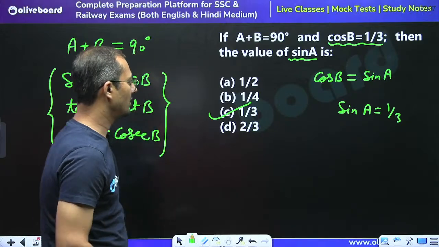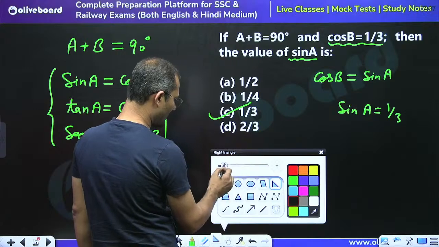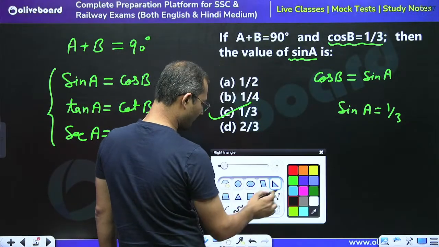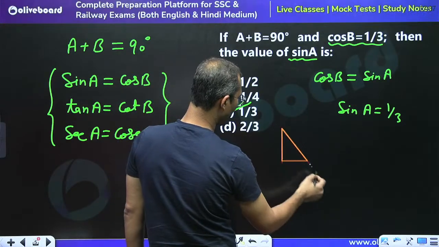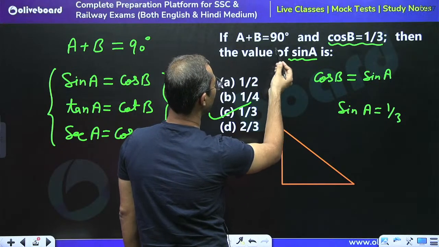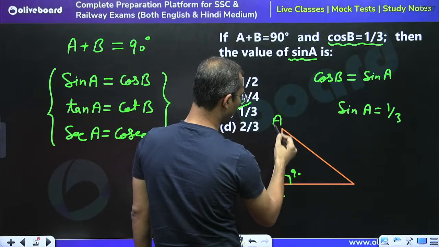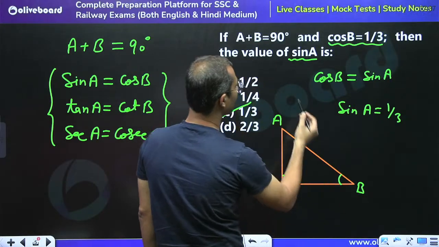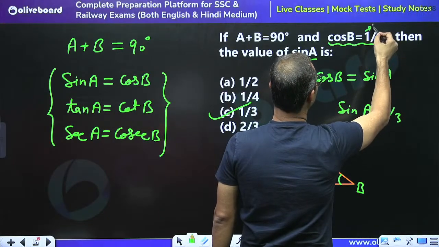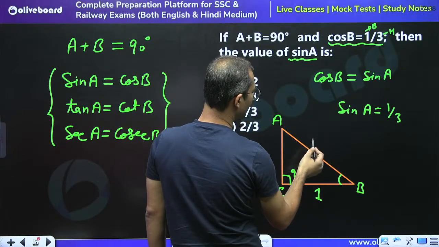Triplets approach, right? According to triplets, suppose we don't know the condition, so we are going to take a triangle. This is a right angle triangle, where A plus B is 90, so the C vertex is already 90. We can take A here and B here, and we know that cos B always represents base upon hypotenuse. So we can say that base is 1 and hypotenuse is 3.